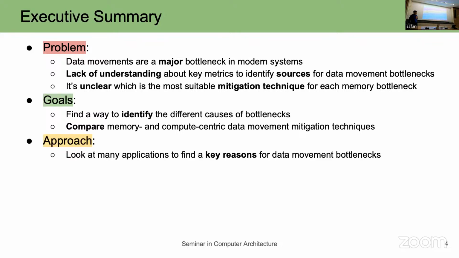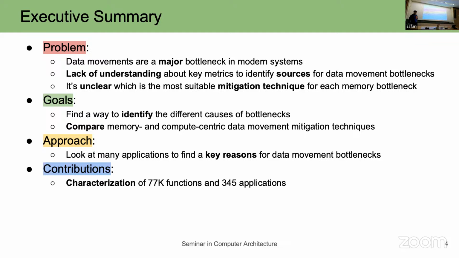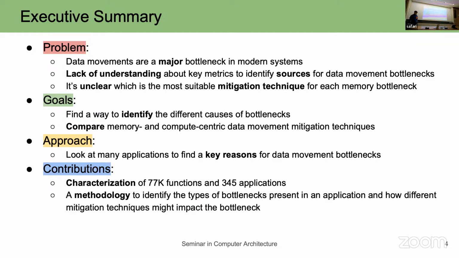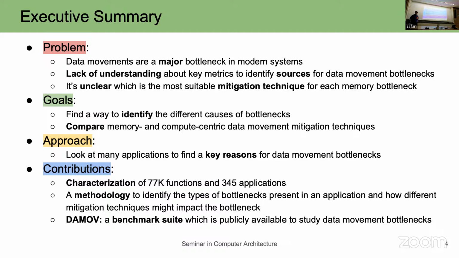What is the approach? The approach is to look at many different applications, 345 to be precise, to find the key reasons for the data movement bottlenecks. What are the contributions? The contributions are a characterization of 77,000 functions in the 345 applications, and a methodology to identify the types of bottlenecks present in an application and how different mitigation techniques might impact those bottlenecks. Obviously, the name-giving benchmark suite DAMOV, which is publicly available on the SAFARI GitHub, and the 4 case studies that highlight DAMOV's applicability.